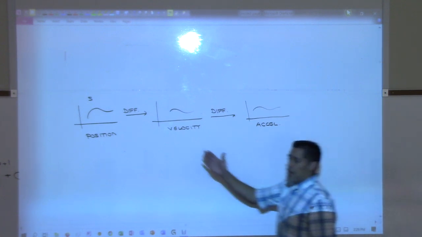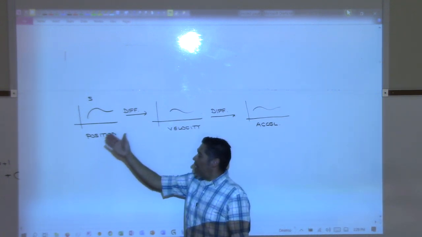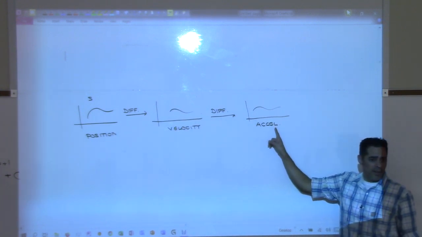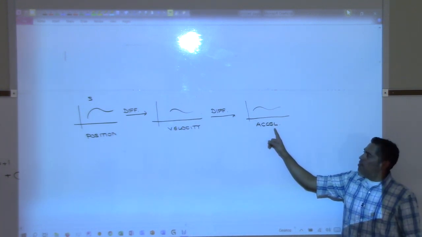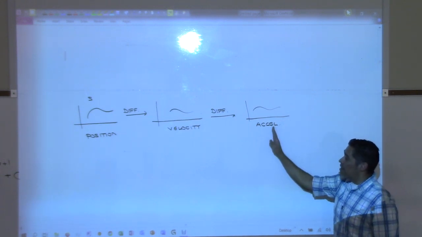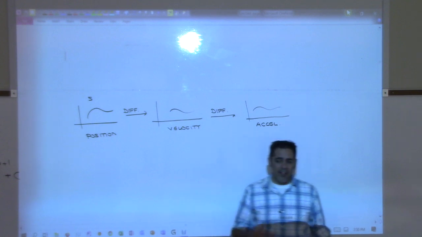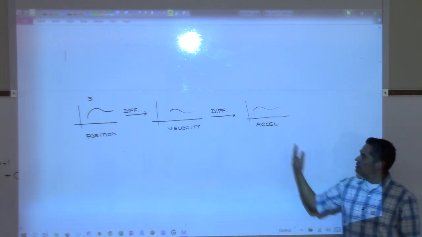So starting with this, if I gave you a position function, you should be able to tell me exactly the acceleration function, right? And what I'm saying is if we start with the acceleration, we should be able to get back to the position. But there's going to be a catch with that. What's the catch? What happens?